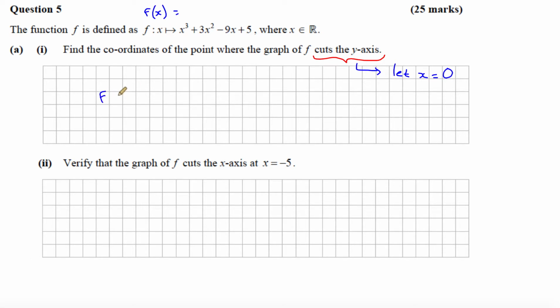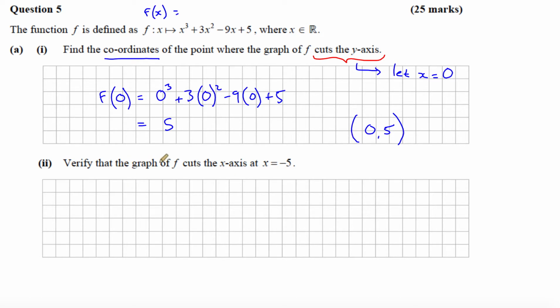So f of x or f of 0 in our case, we're letting it be 0, is equal to 0 cubed plus 3 bracket 0 squared minus 9 bracket 0 plus 5. So when we put this into our calculator, you can see the first three terms just become 0, so you get 5. So that's the y-intercept. So the coordinates would be 0, 5. That would be the coordinates of the intercept.